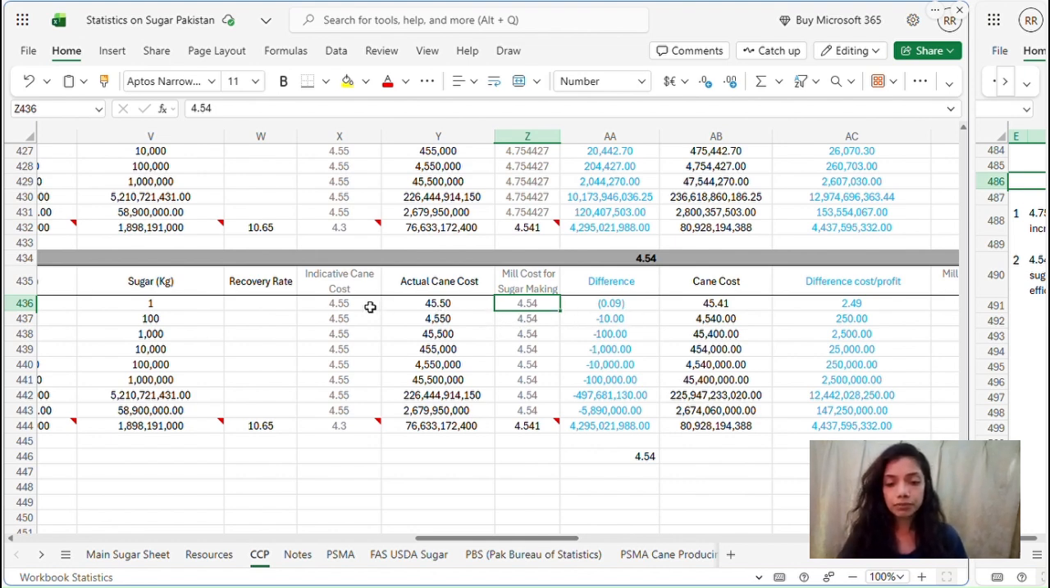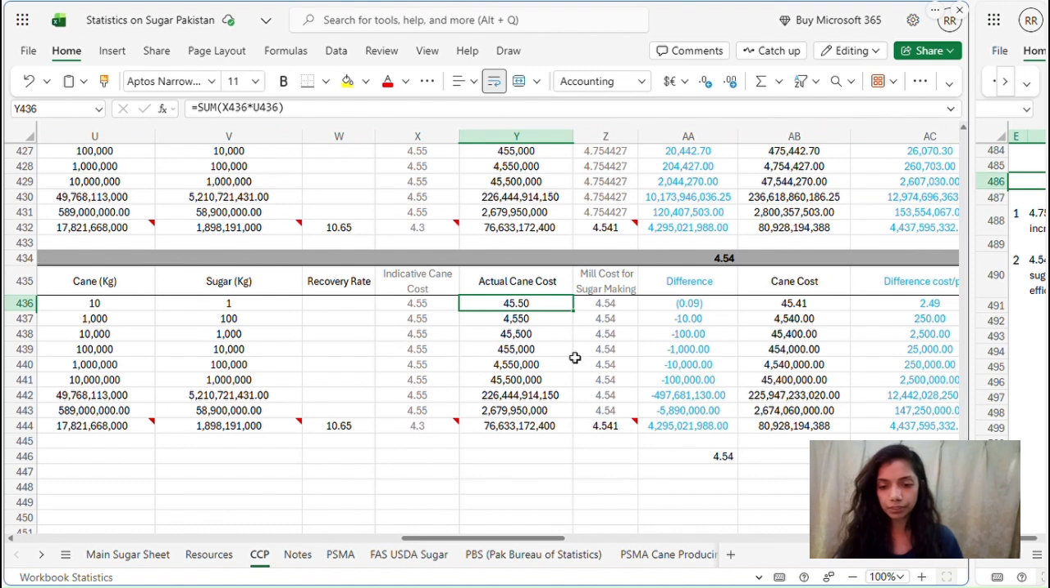And when we multiply 4.55 with 10, we get 45.50. Yeah, 10 kg of cane, we get this. And when we multiply 4.54 with 10 kg of cane, we are going to get 45.41. And when we find the difference between these two, the actual cane cost and the cane cost incurred by the mill to produce 1 kg of sugar, the difference is 9. Now this difference here is in minus sign. You can see the brackets here and the minus signs here.